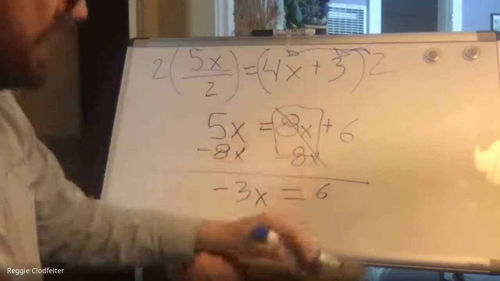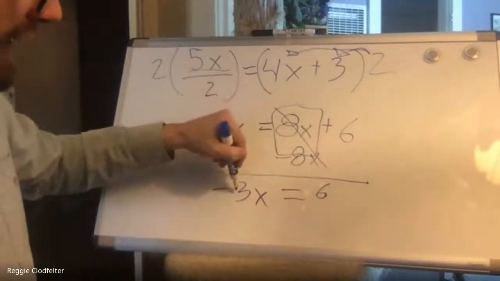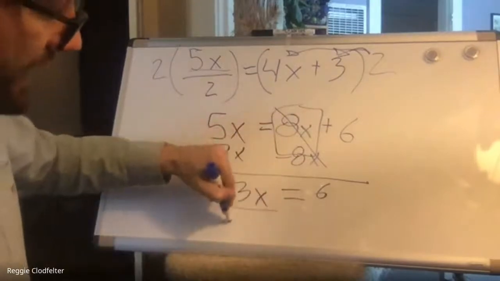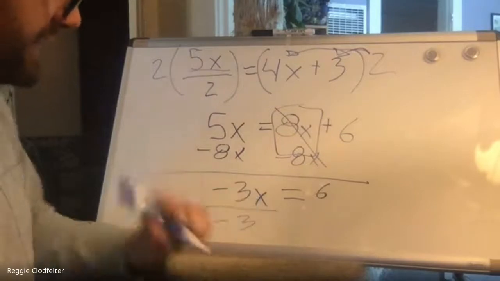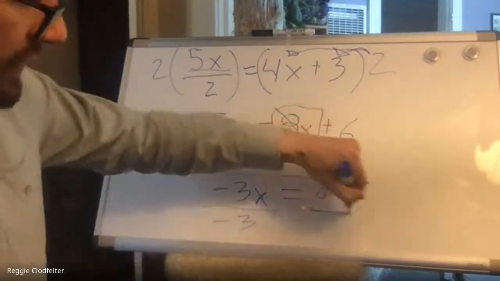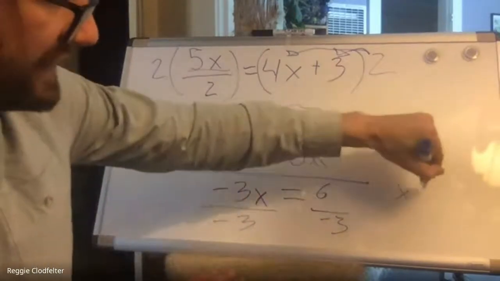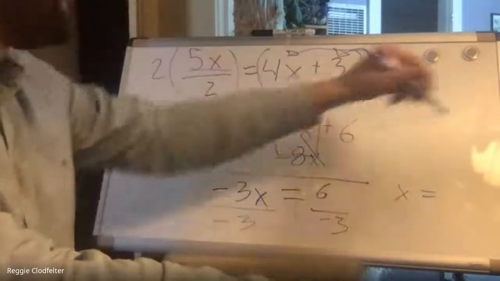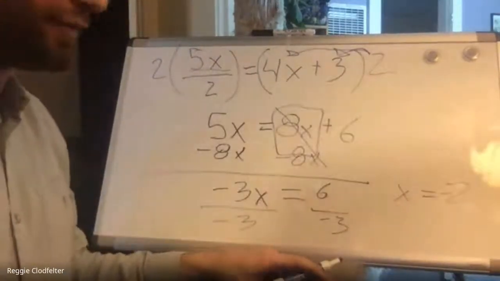Negative 3 then x equals 6. Now, if I have negative 3 times x, the only thing I have to do is divide by negative 3 because the opposite of negative 3 times x is dividing by negative 3. That's going to leave an x on the left side, and on the right side, I have 6 divided by negative 3, which is negative 2. So x equals negative 2 again.